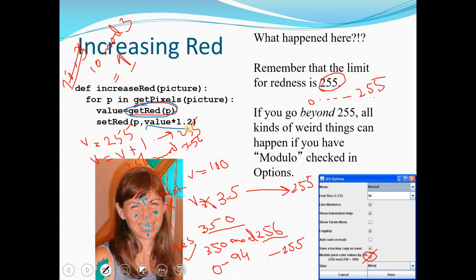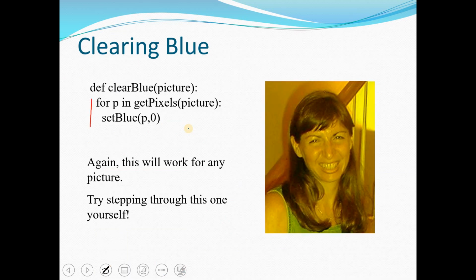You get the red color and then you multiply it with some value to increase or decrease it. But if you want to make a color 0, why should you read it? Don't read. No need for get blue. Just make it set blue 0, p, 0. So what it will do is that it will select each pixel and make it 0. I hope it's clear. Very important point: this will work for any picture. From any picture, it will just plainly remove the blue color.